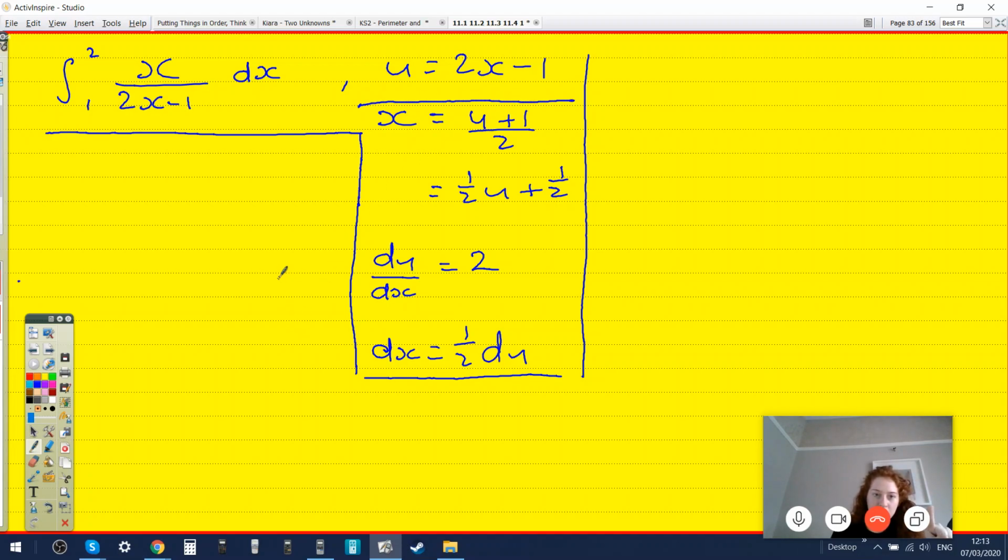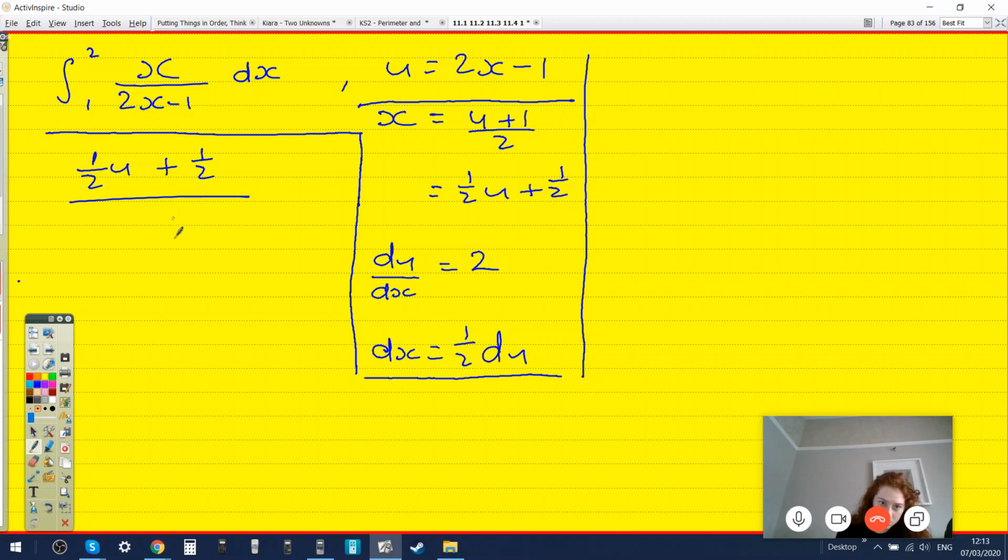Do we have to change the x over the 2x minus 1? So yeah, we now replace all the x's with u's. So then that would just be half u plus a half. And then that would be over 2 times a half u plus a half, and then minus 1.